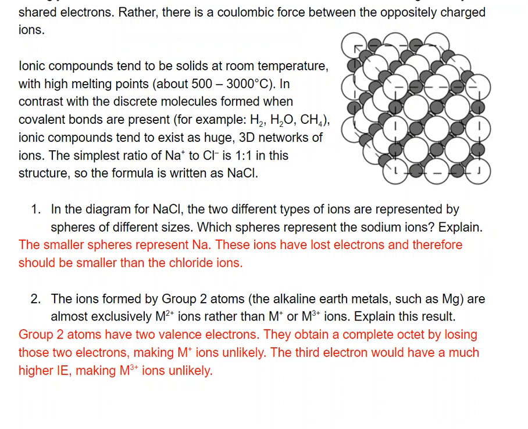Now the third electron is going to have a much higher ionization energy. After those 2 valence electrons are removed, now we're talking about taking an electron from a lower energy level that's closer to the nucleus. So we see a big jump in the ionization energy between taking off the second and third electrons. So because that ionization energy is so high, it's unlikely that we're going to have M+3 ions.